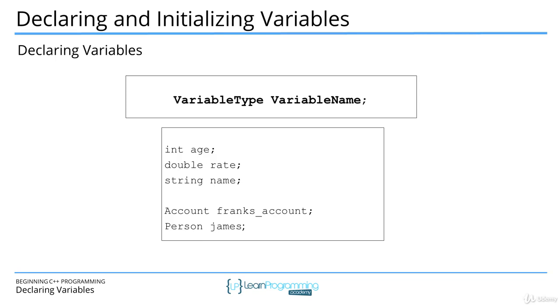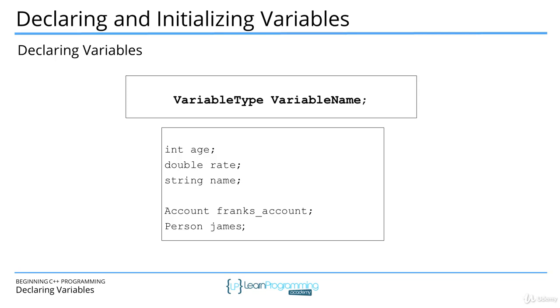Also notice that we can declare variables of non-C++ built-in types. One of the very powerful features of C++ is object-oriented programming, which allows us to create our own types. So we can create variables that represent an account or a person using the same syntax as we used for integers and doubles. This is great since it makes our program so much more readable. In the next slide, we'll talk about some of the rules that you must follow when you name variables.